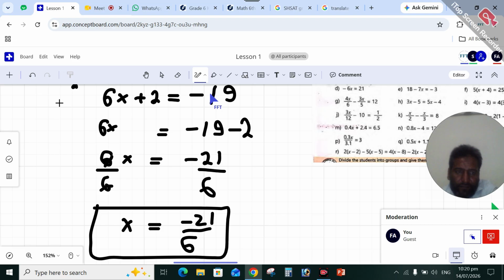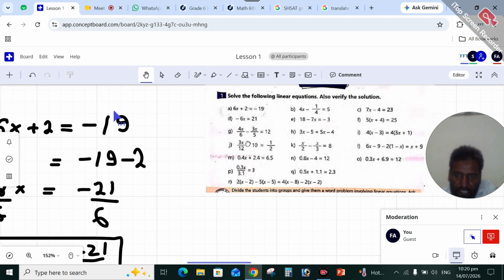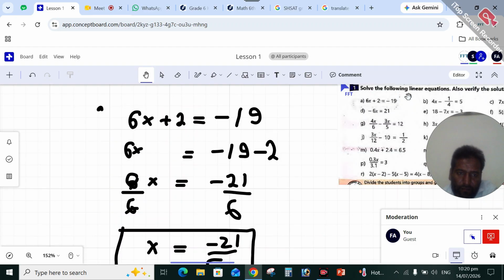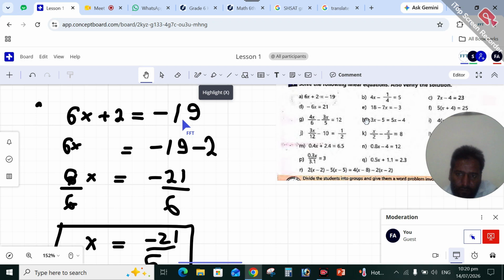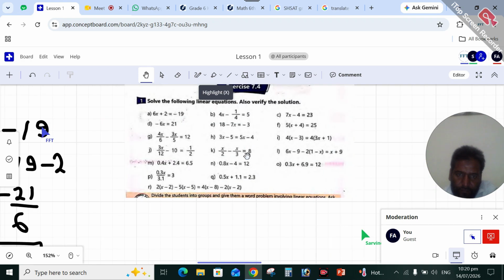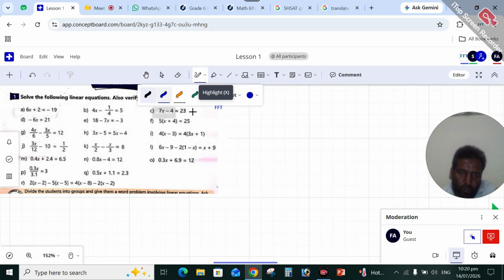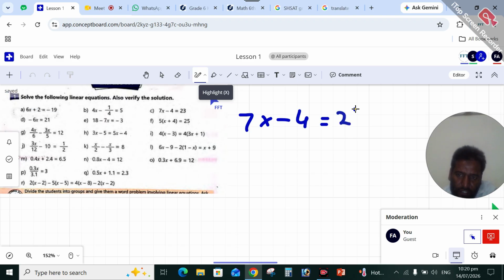Is it clear or not? Okay. Yes. Okay, now let me solve the next question, like question number C. Here, this question, right? So the question is 7x minus 4 is equal to 23.